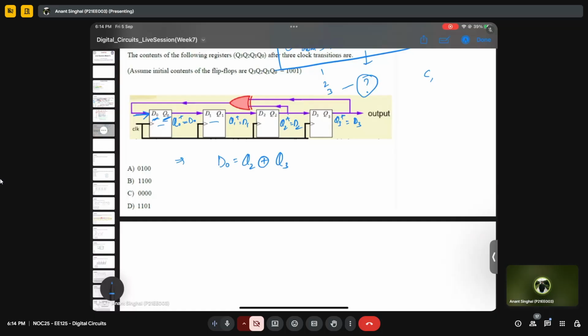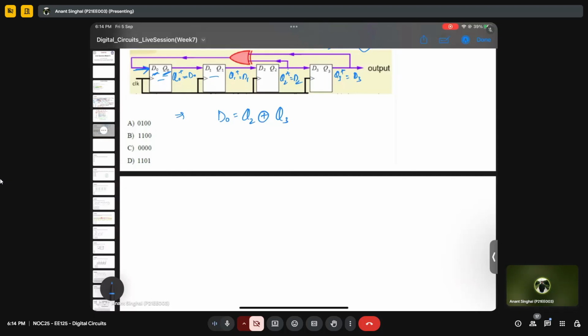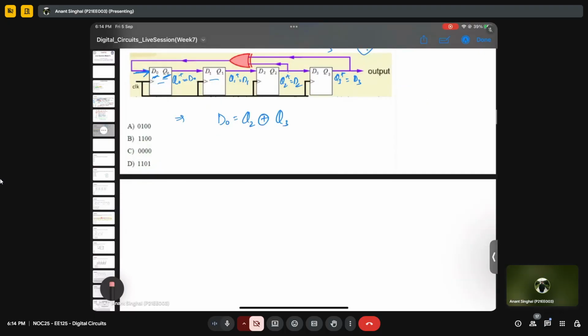The rest of the register will work the same. So let's start with the initial content as 1001 and try to make a similar table. So Q3, okay. So the question, yeah. So let's do it like that.